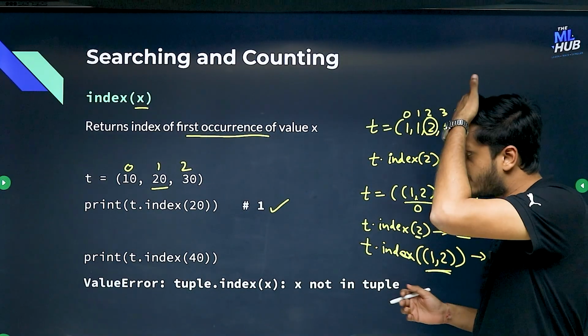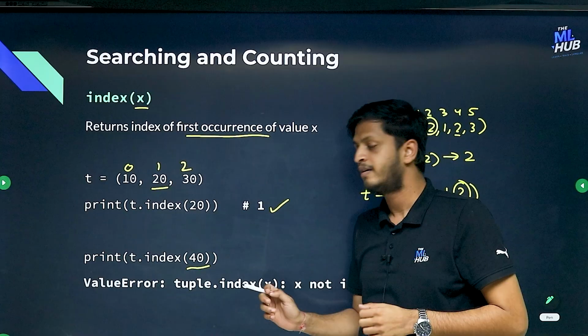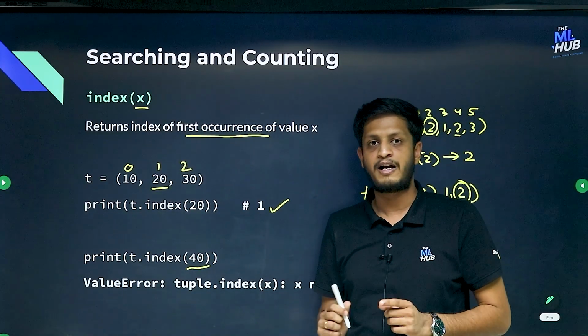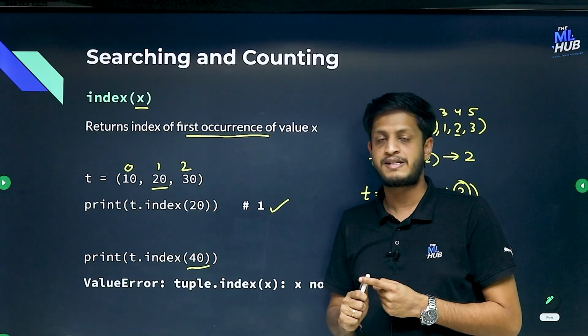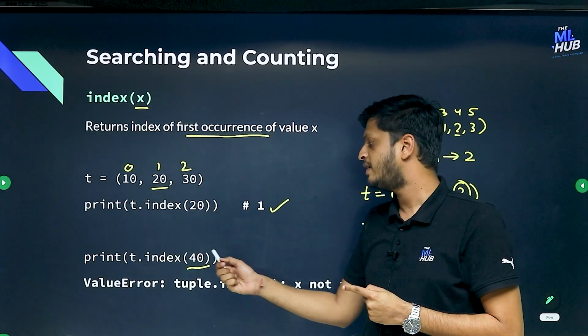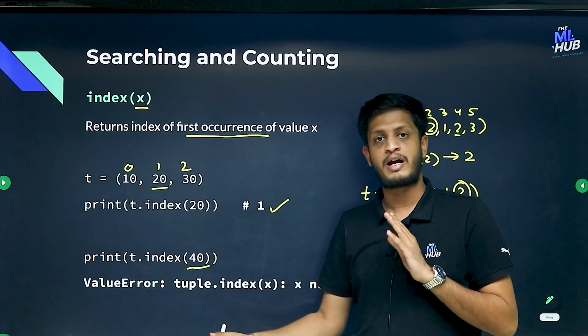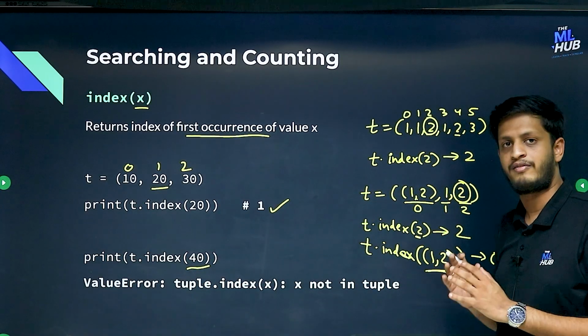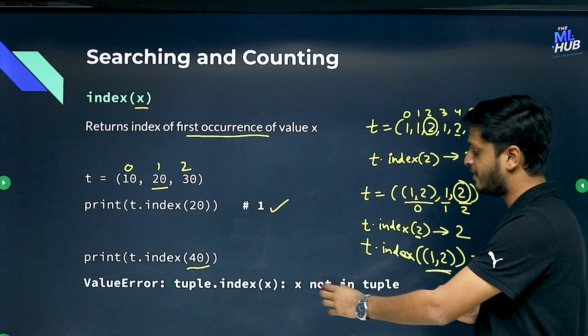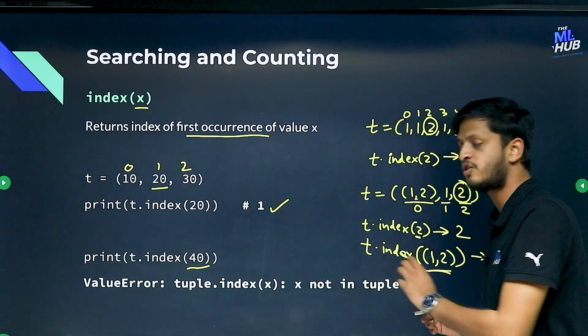And if you are searching for an element which is not present inside the tuple, then it will give you an error. Always be mindful. Whatever value you are providing in the index function should be present in the tuple. If it is not present, the index function will raise an error and the program will stop. You will get ValueError: tuple.index(x): x not in tuple. A very obvious error will be given. You are trying to find an element x which is not in the tuple.